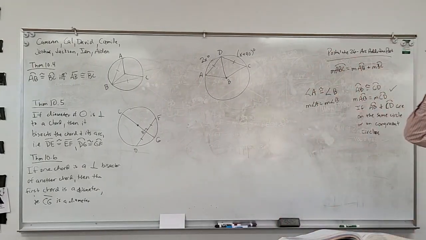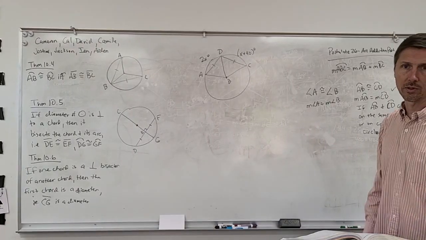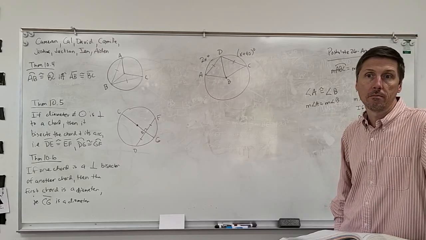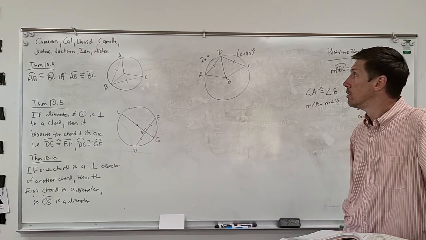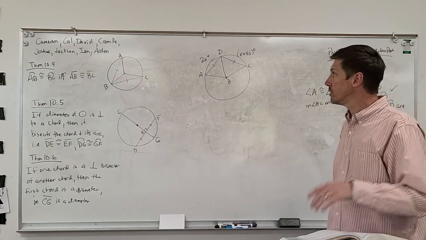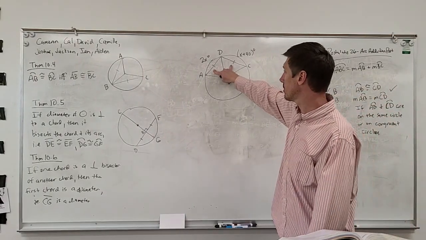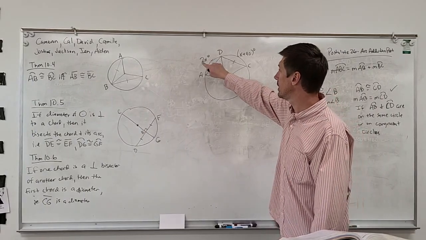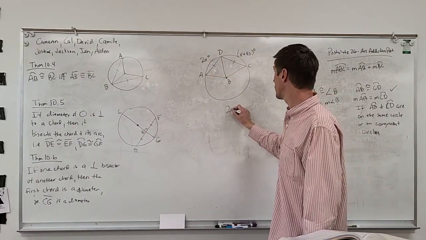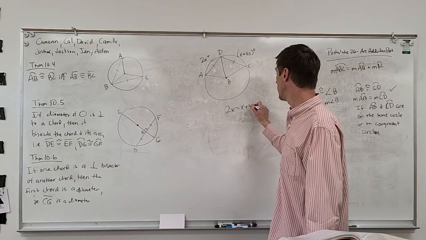So how would I find the value of x? And how is this theorem 10.4 going to help you do that? Camille, would you do 2x equals x plus 40 degrees? That's right, because since these line segments here are congruent, the measure of these arcs have to also be congruent, right? So 2x equals x plus 40.